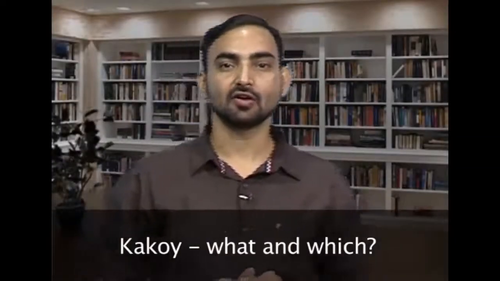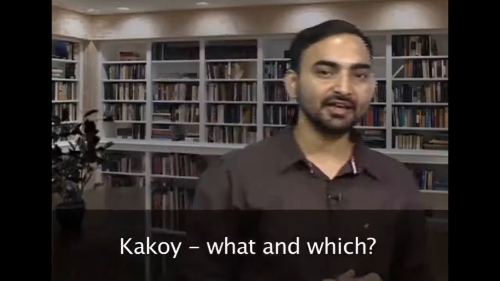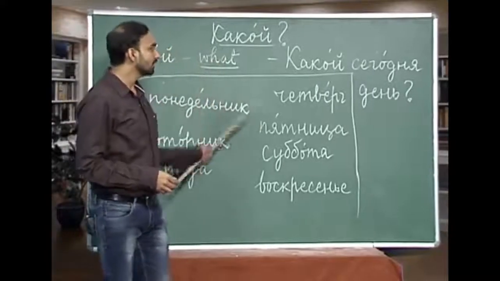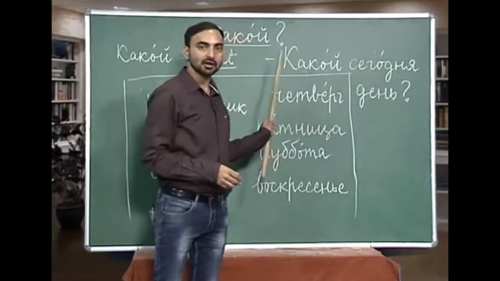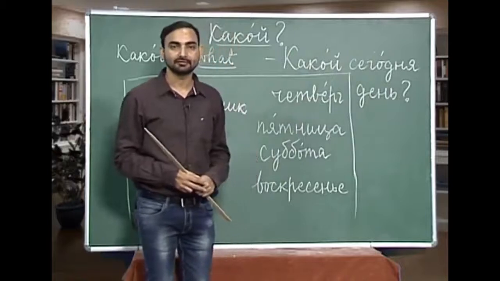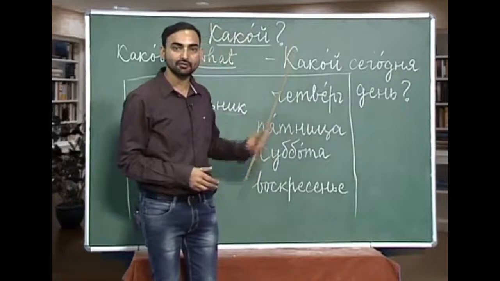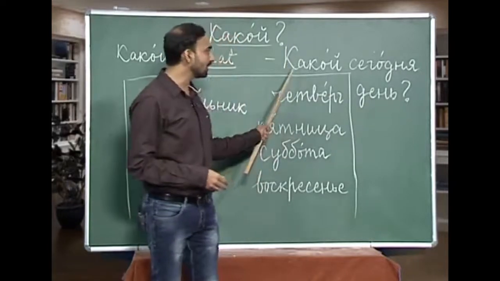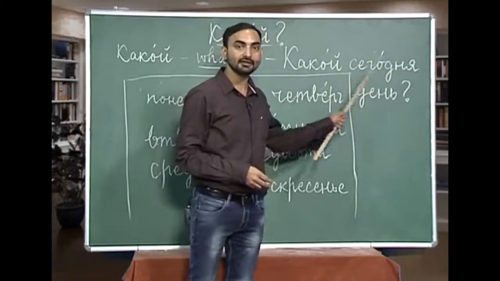Kakoi means what and which. So, let us see how the meanings differ. Meaning of kakoi, which is what. I have written a question here, kakoi segodnya den. Kakoi segodnya den is what is the day today. So, here in this interrogative sentence, this kakoi denotes the meaning what. What is the day today? Kakoi segodnya, which is today, den is day.